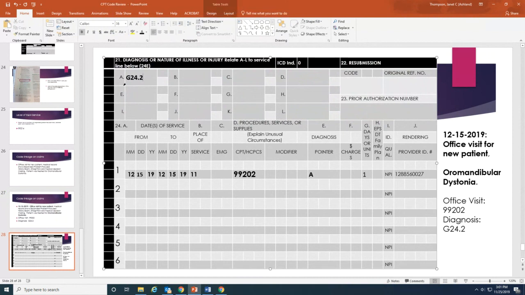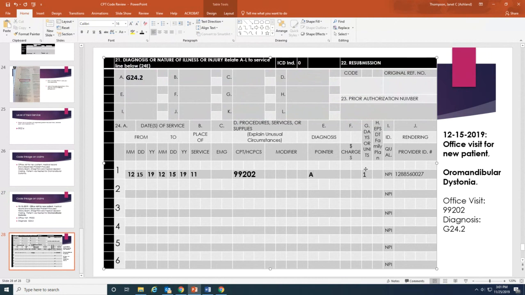We've got our diagnosis code up here in letter A. Our office visit was on December 15th, 2019, so we put our dates in. Our place of service code right here is 11, so that means office. These are available online for free. All you have to do is type in place of service codes, and you're going to get the page from CMS. We have our office visit code listed there, and our pointer is linking this office visit to this diagnosis, and we have 1 unit of that.